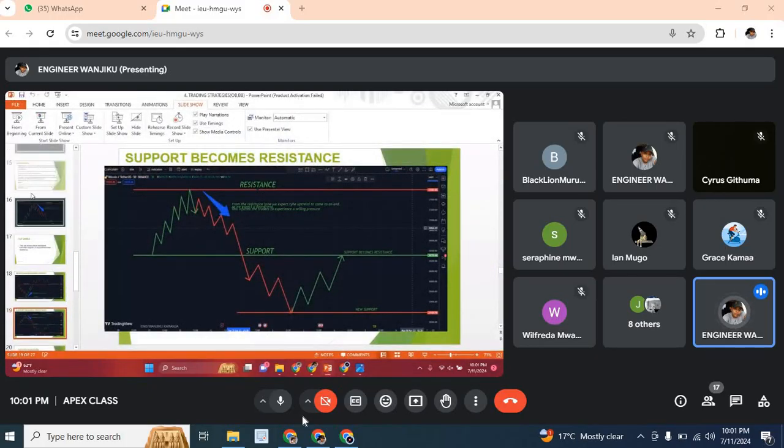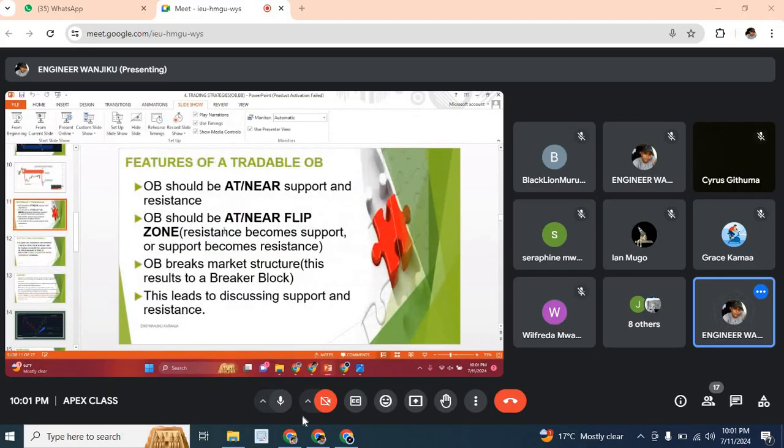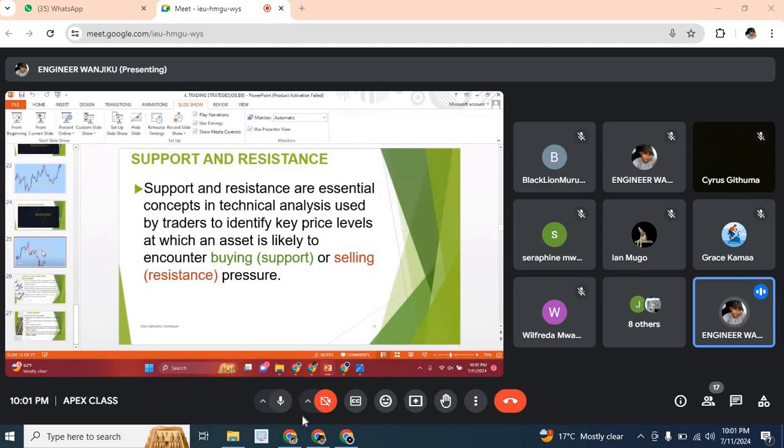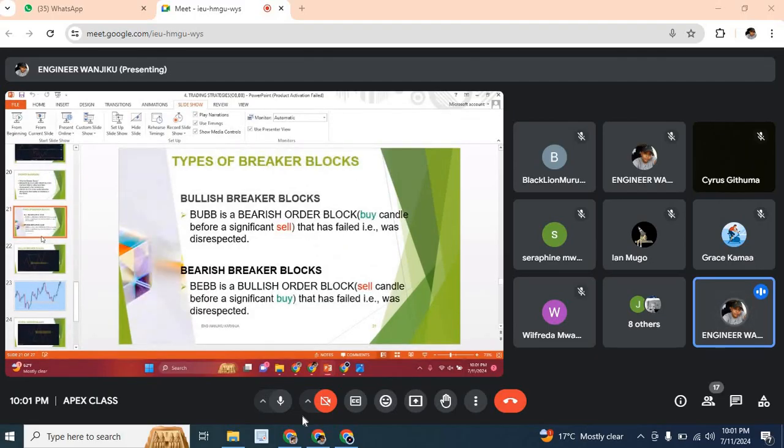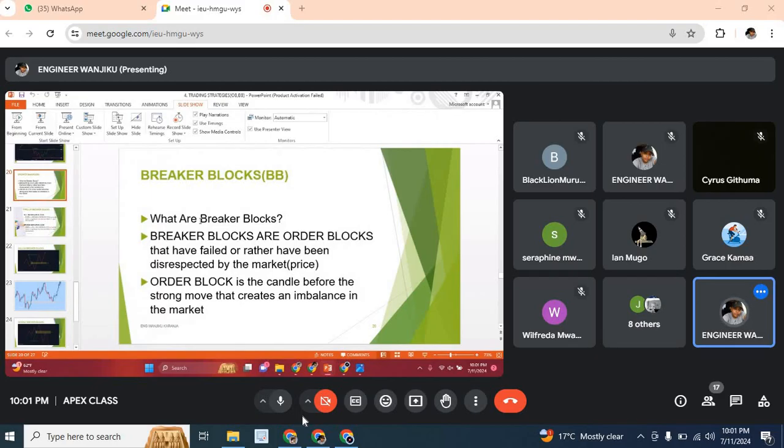So we have the third way of trading an order block. An order block breaks market structure, and this now results in a breaker block. So what is a breaker block? Like I did mention, a breaker block is just a disrespected order block. So let's just come here. Breaker blocks are order blocks that have failed, or rather that have been disrespected by price. An order block is the candle before the strong move that creates an imbalance in the market.